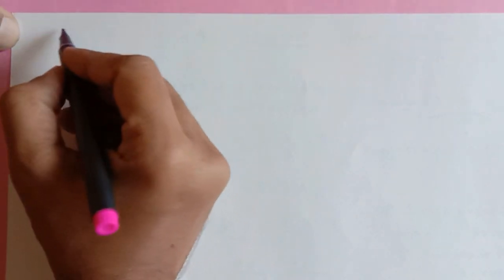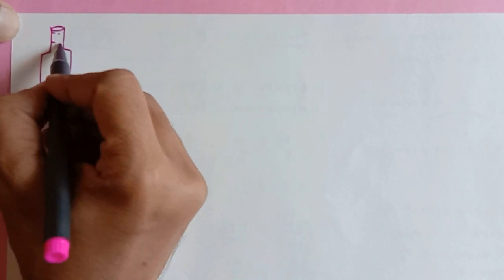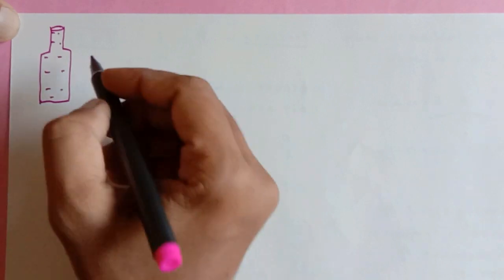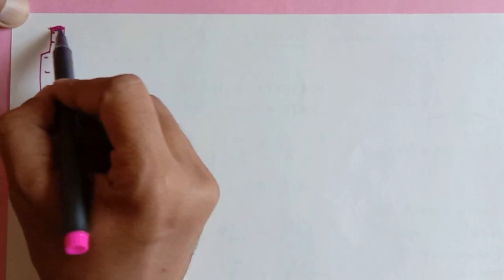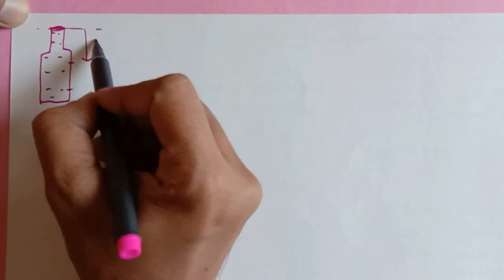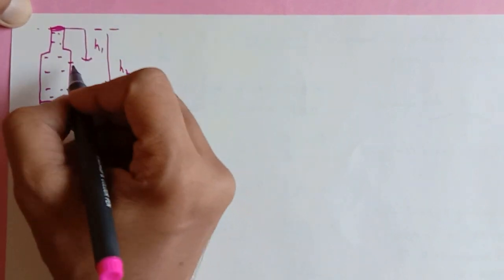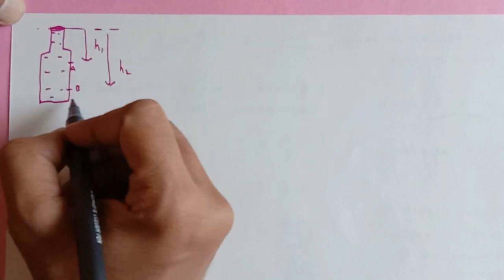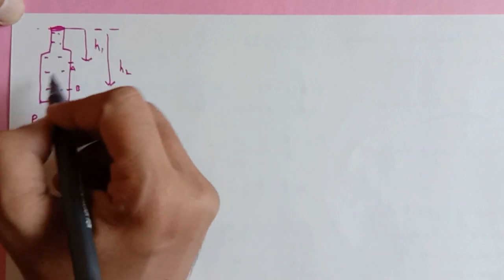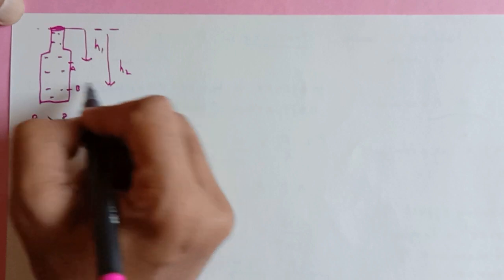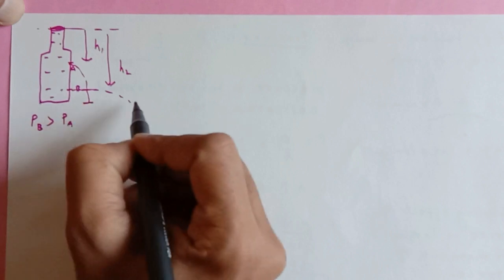So we have a container over here, say for example a small bottle like this, completely filled with water, and now I'm making two holes over here, one hole over here, another hole over here. Now this is the free surface, the top part of the liquid. From here this is at a depth say H1, and from here this is at a depth say H2. So if I give you two points A and B, then the pressure at B would be more than the pressure at A because the liquid is the same, G is the same, so the density is the same, and H is more over here, so the pressure is more.